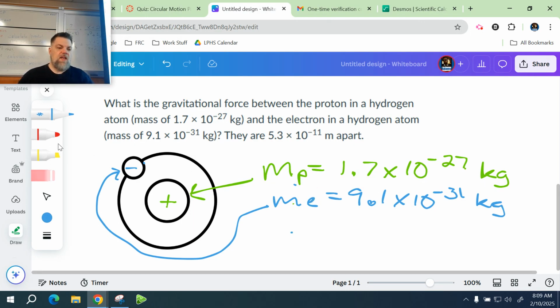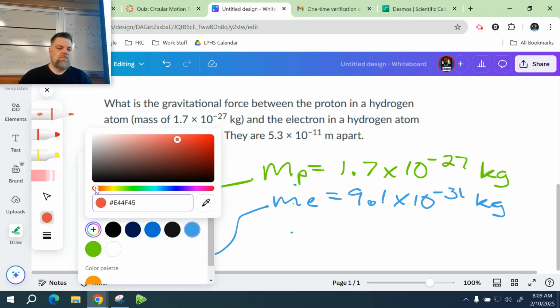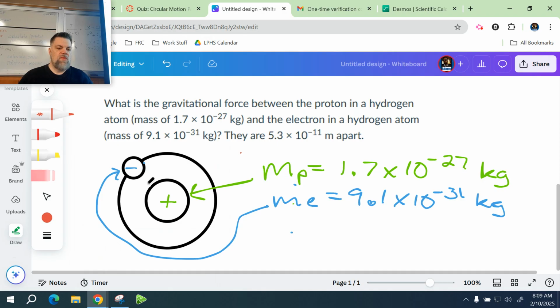Okay? And then it tells us the distance between them. Technically, if I want to be really technical, the distance goes from the center of this object to the center of this object. Well, that's the radius of the circle, right? So that is 5.3 times 10 to the negative 11.